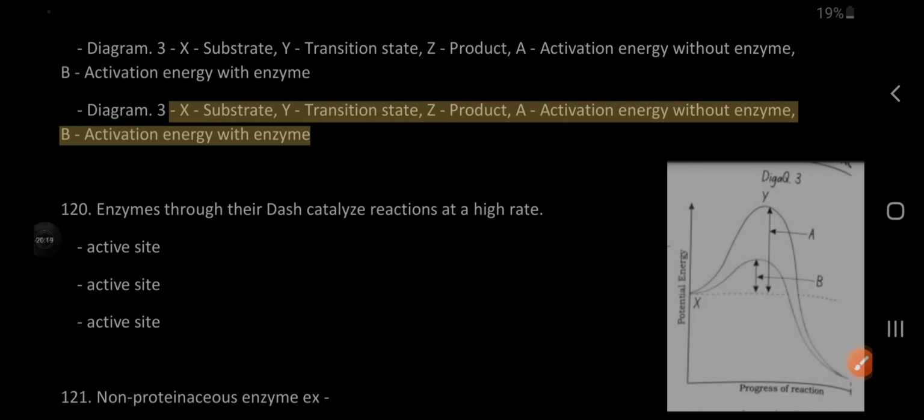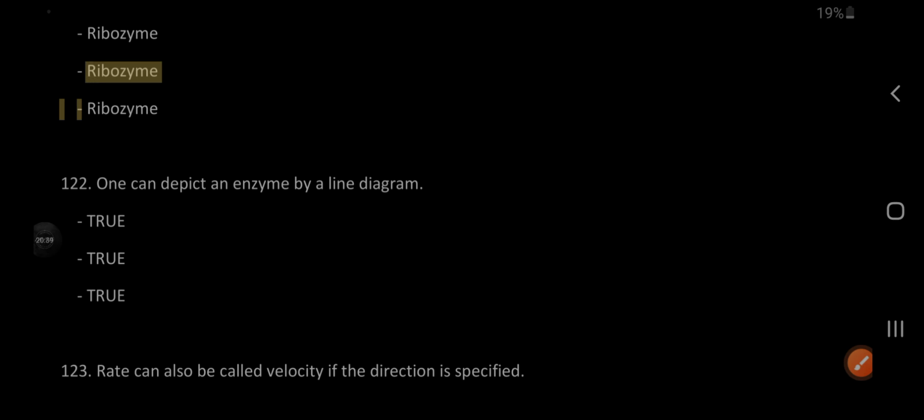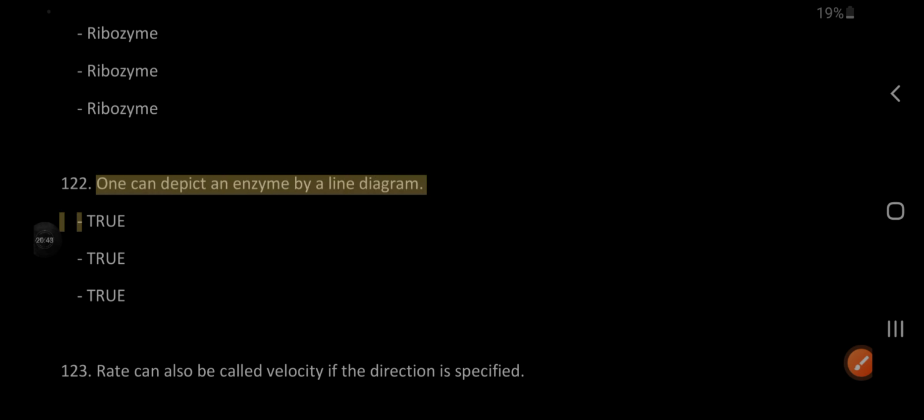120. Enzymes through their dash catalyze reactions at a high rate. Active site. 121. Non-proteinaceous enzyme X. Ribozyme. 122. One can depict an enzyme by a line diagram. True. 123. Rate can also be called velocity if the direction is specified.